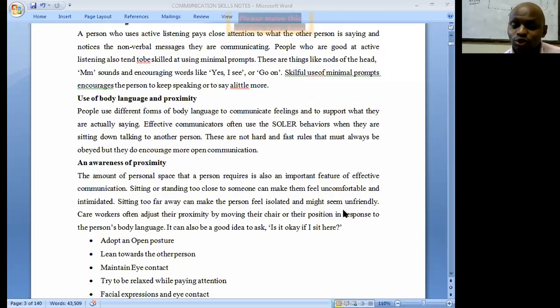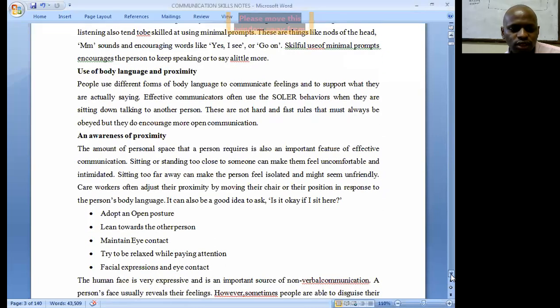You also need to maintain your facial expression and eye contact. So you must be able to smile. You know, some people are very serious. They cannot even afford a smile. And that is very, very dangerous. So it is always important for you to be able to understand and maintain your facial expression. Smile to the other party. Don't be too serious. Life is too short.